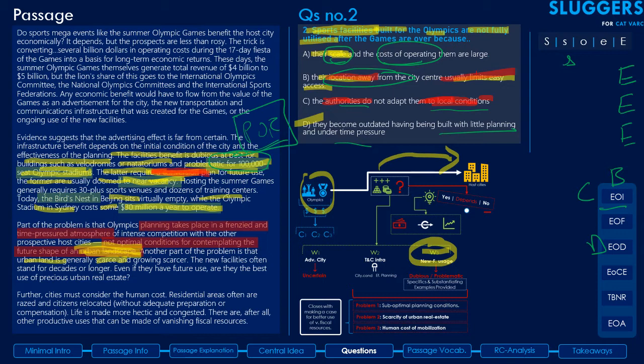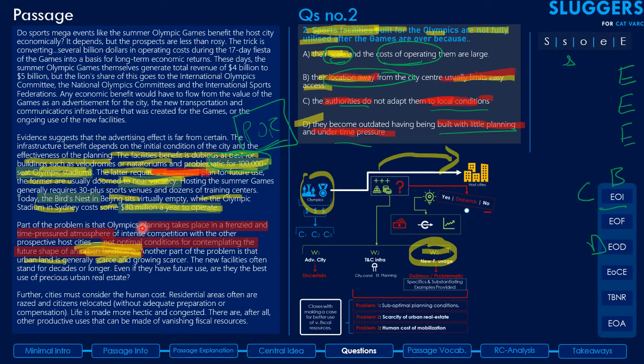Option D, guys, says that facilities are not fully utilized after the games are over because they become outdated, having been built with little planning and under time pressure. Wow. I'm quite sure that a substantial number of learners may have fallen for this particular option. The reason, I'll tell you what the reason is: because of the line here that says being built with little planning and under time pressure. This is something that the author has in fact talked about here.